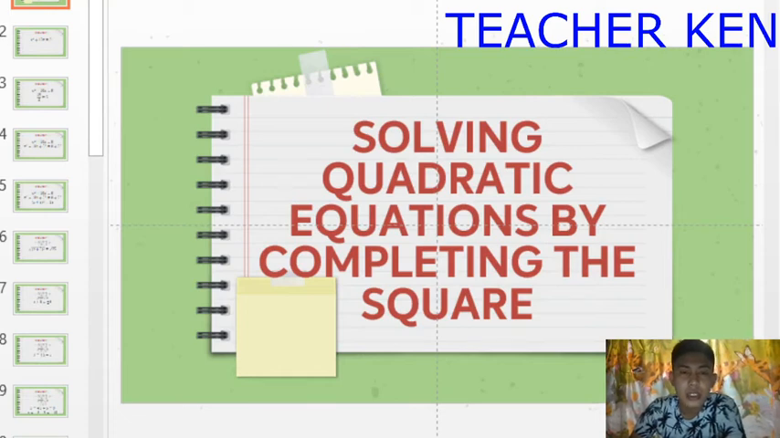Good day, students! For today's lesson, we will focus on solving quadratic equations by completing the square. Let's start this lesson with the definition of terms. When we say quadratic equation, it is the equation wherein the degree or the highest exponent of our variable is equal to 2. Okay, para mas maintindihan natin, proceed tayo sa ating example.